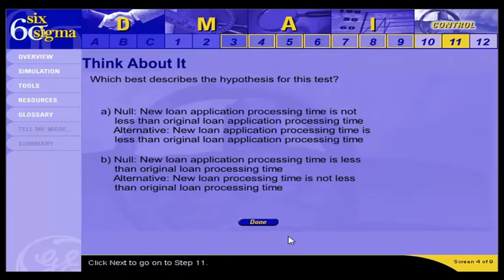The final confirmation of success in the commercial loan sales case is the result from a hypothesis test because it provides 95% confidence in our decision that we've made an improvement. Which answer best describes our hypothesis for this test?